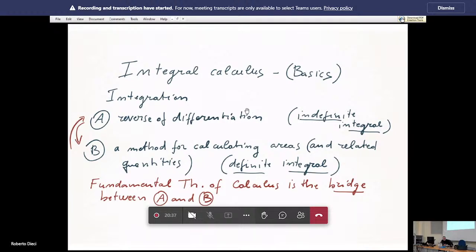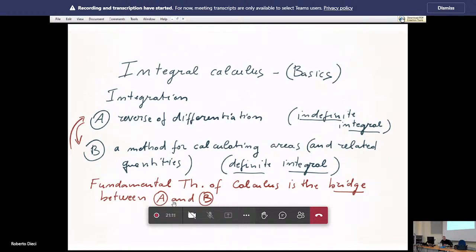Then I will focus on the definite integral, which is apparently a very different kind of problem, a method for calculating areas. But of course, there is a fundamental theorem, called the fundamental theorem of calculus, that sets a bridge between A and B. Okay, so two very different problems have a strong connection, and this is established by this fundamental theorem of calculus.